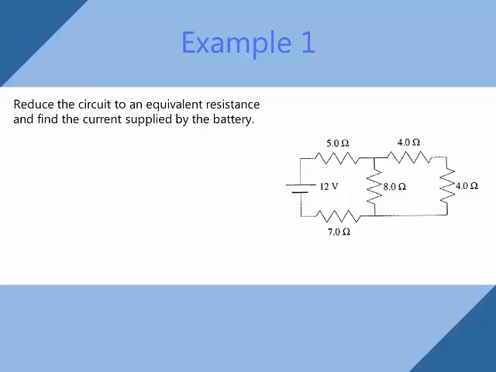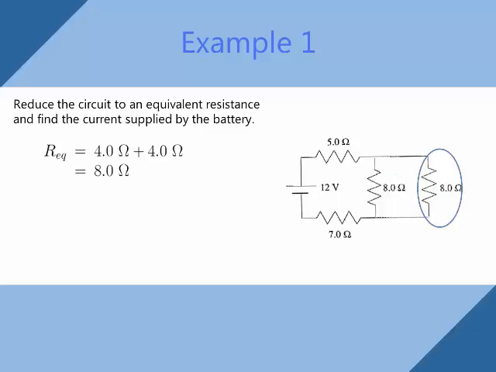In our first example, we have a network of resistors. We would like to find the equivalent resistance of the circuit and the current supplied by a 12-volt battery. We'll begin by noticing that two 4-ohm resistors can be combined because they are in series. Resistors in series add, so we add them to get one 8-ohm resistor.